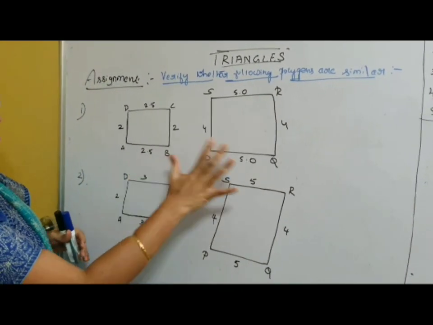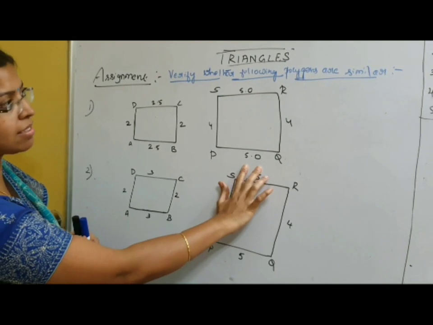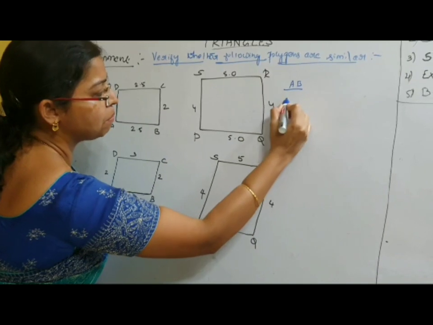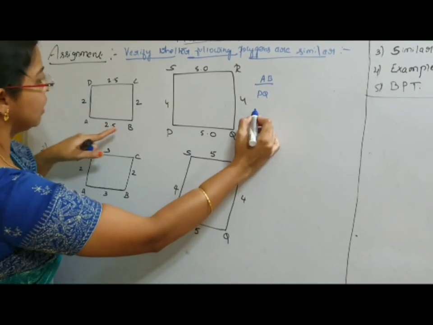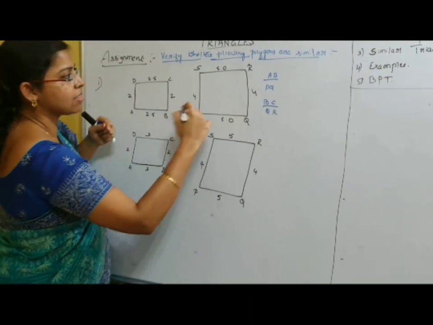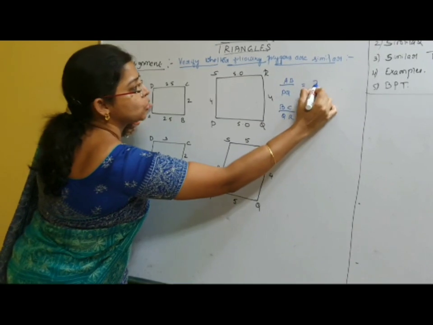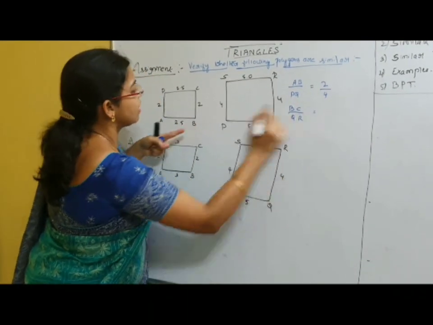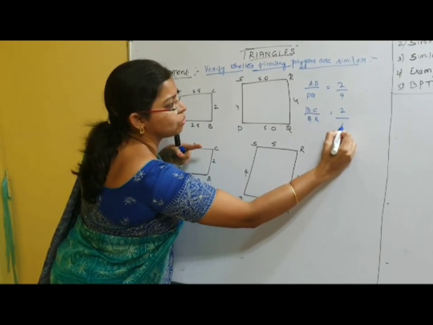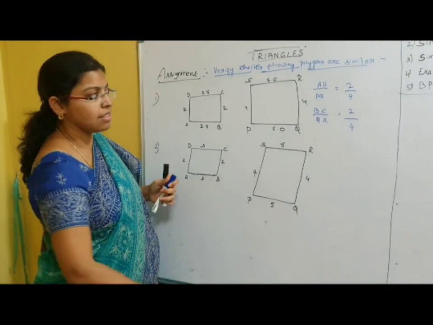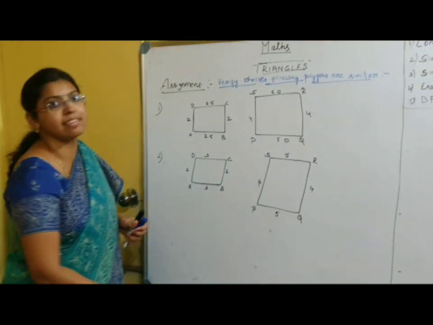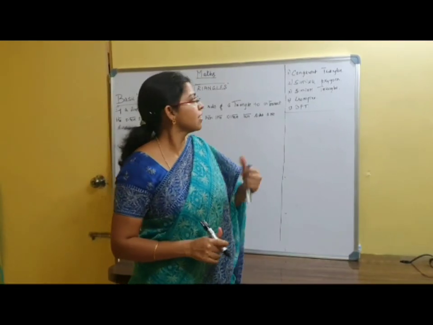Here, for example, I'll just tell you what you need to do for ABCD and PQRS. What will you find out? AB by PQ and then BC by QR. These are the corresponding sides. What is the value of AB by PQ? 2 by 4. Whereas BC by QR is 2 by 4. It is the same, but I want you to do this and we will discuss the answer in the next session.